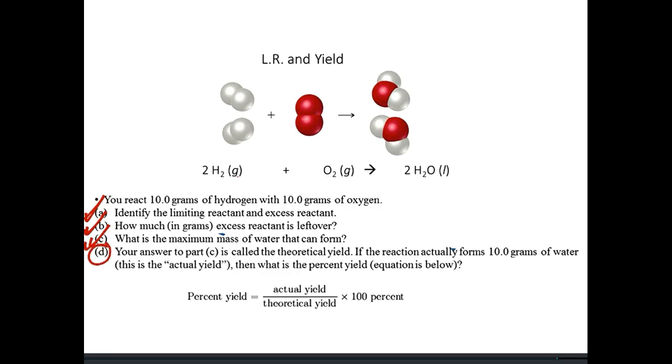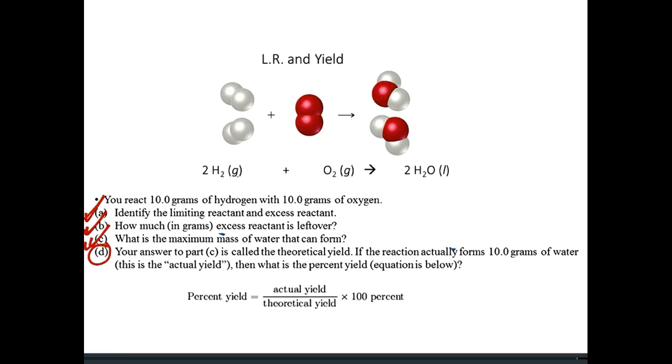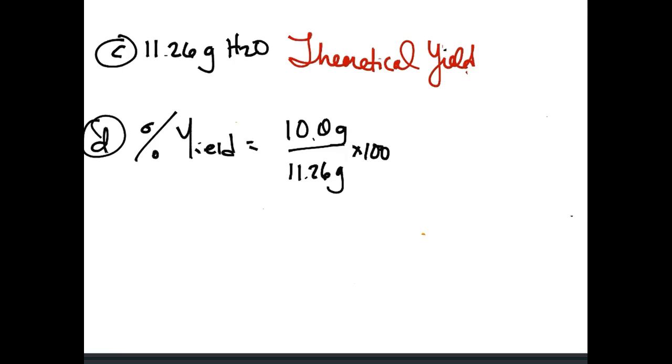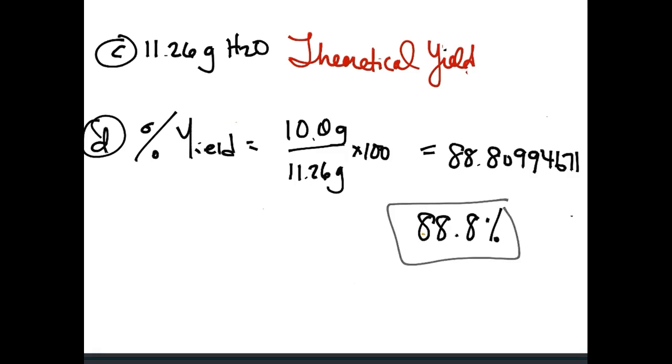Now we're going to do part D, and we're going to calculate percent yield. Now we know the amount of product we got. 11.26 was our answer to part C. That's the theoretical yield, which is the maximum yield possible. 10.0 grams of water is what actually formed, so that is the actual yield. So percent yield is always the actual yield divided by the theoretical yield, which is the maximum possible yield, times 100. And that should give you a number that is less than or equal to 100%. I'm going to round that to 88.8%.